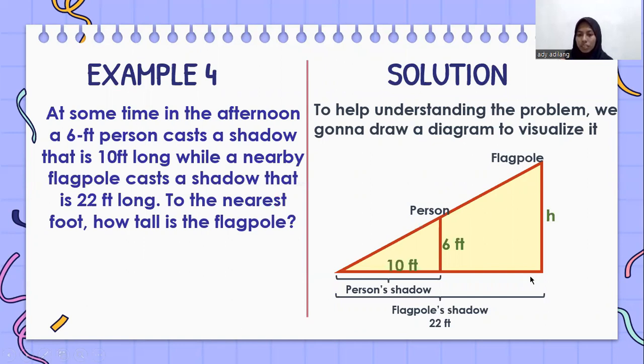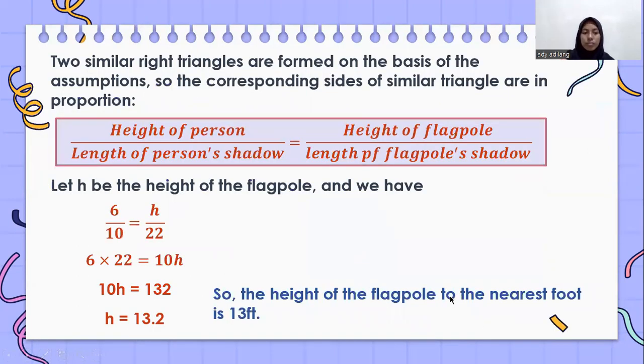So this is our diagram. This is the height of the flagpole, and this is the height of the person, and this is the person's shadow. And from the person's shadow to the height of the flagpole, it is the flagpole's shadow, which is 22 feet.